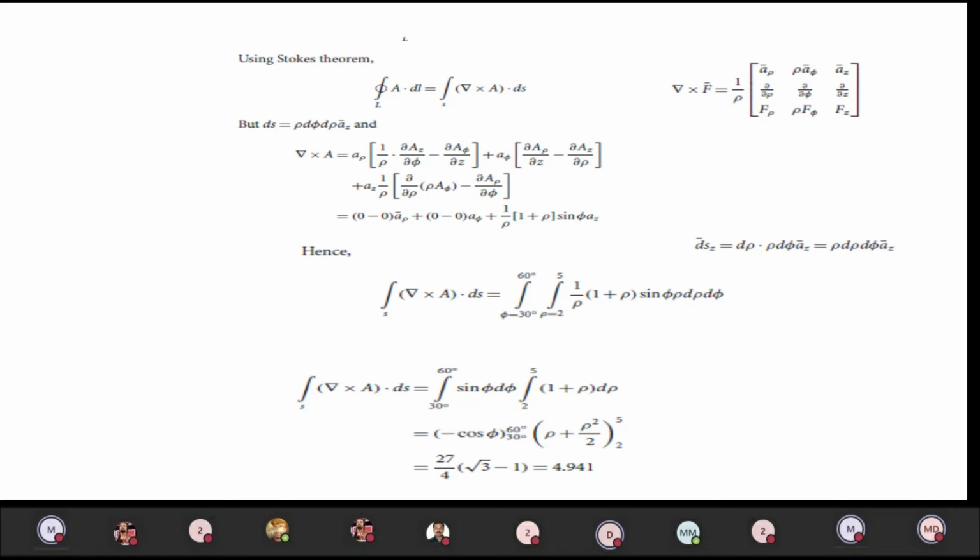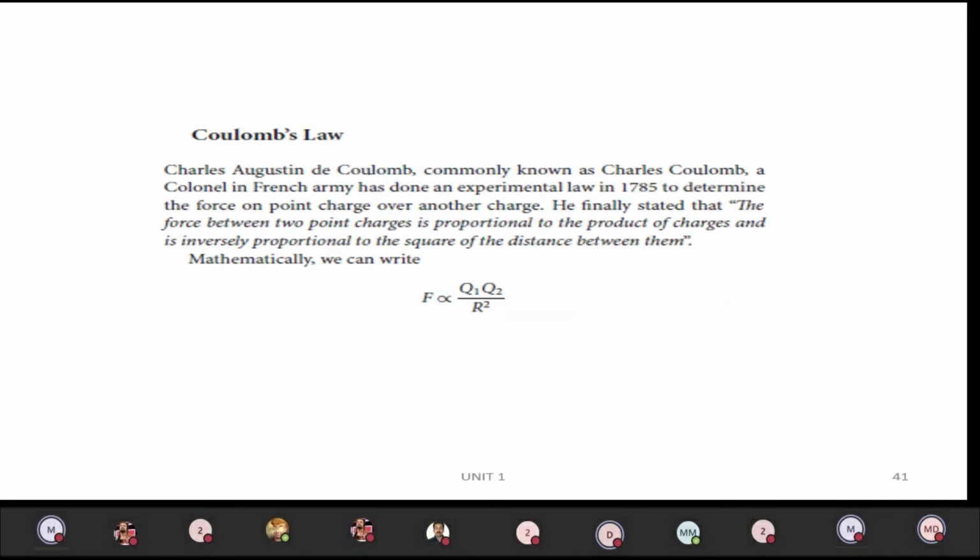The above vector follows the Stokes theorem. The next one we will be having is Coulomb's law. According to Coulomb's law, what will we be having?